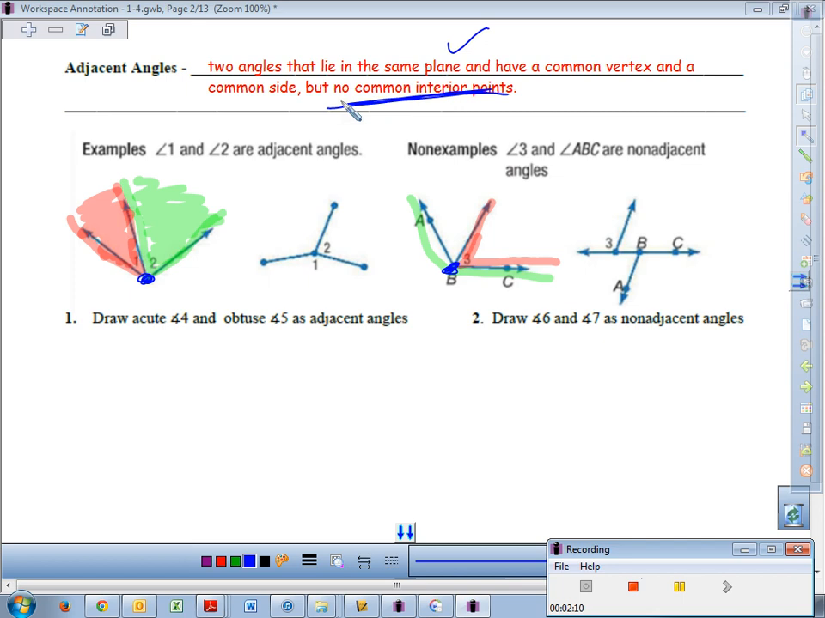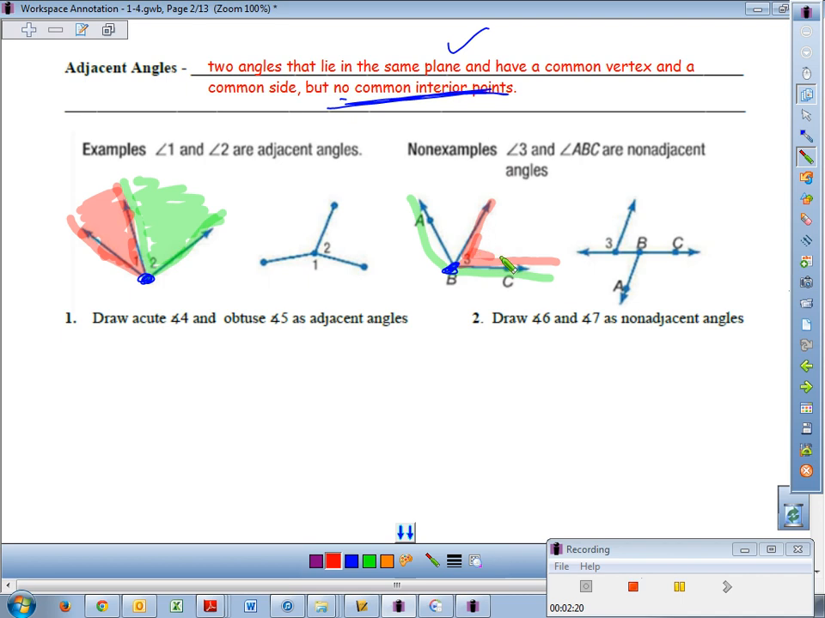Now, do they have no common interior points? Well, let's see. Let me highlight the red one first. Isn't this all the interior of the red one right there? Cool? Now let me do the green one. Isn't that the entire green one? Did I ever have some interior of the red and the interior of the green on top of each other? These are not adjacent. Isn't that red angle completely on the inside of that green angle?